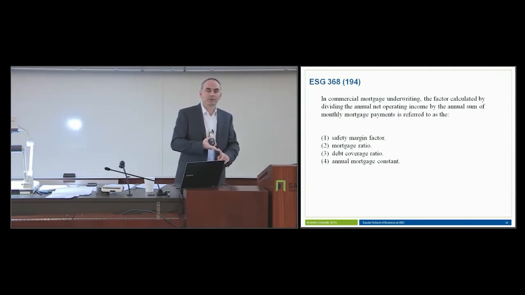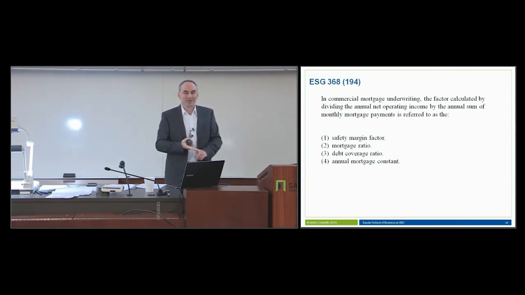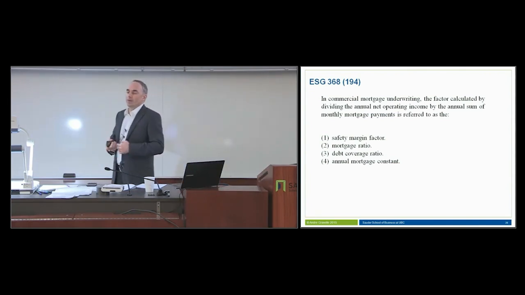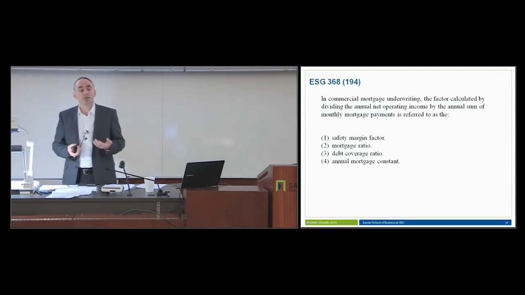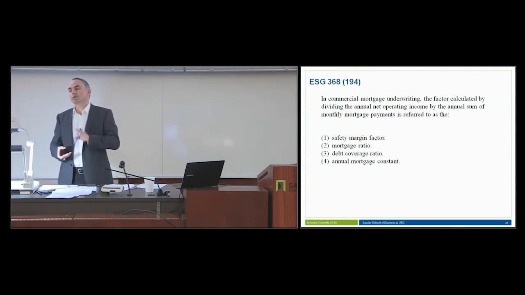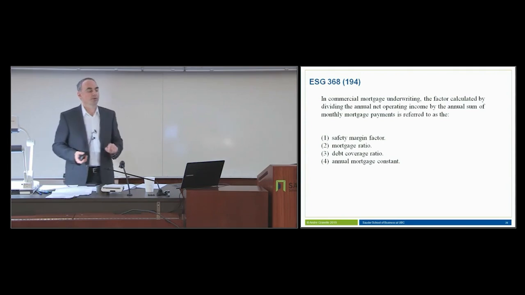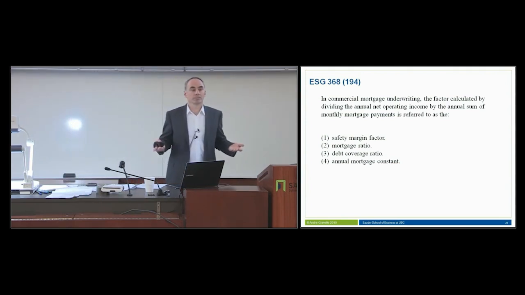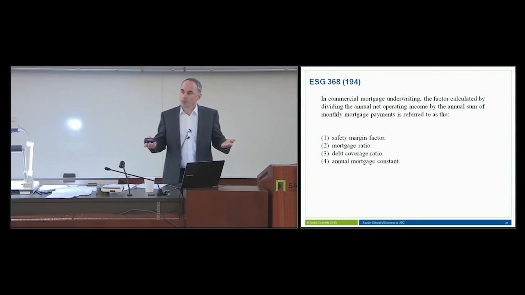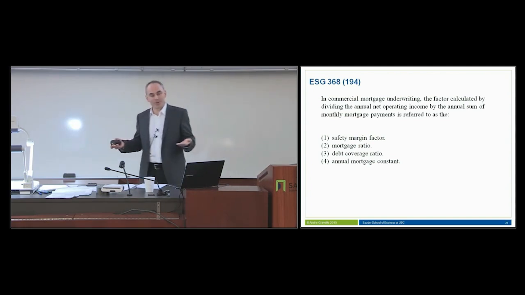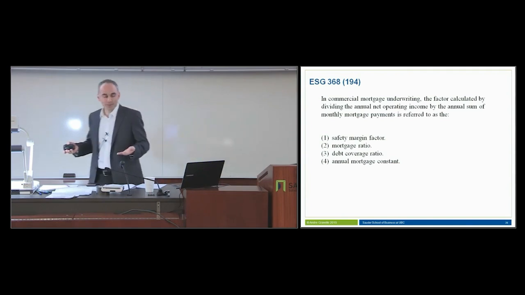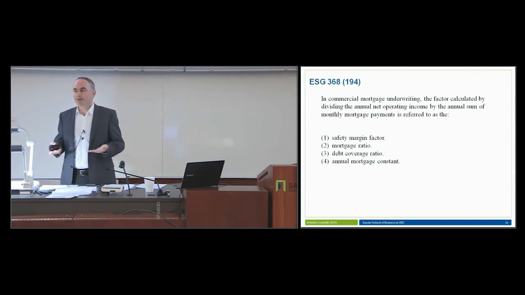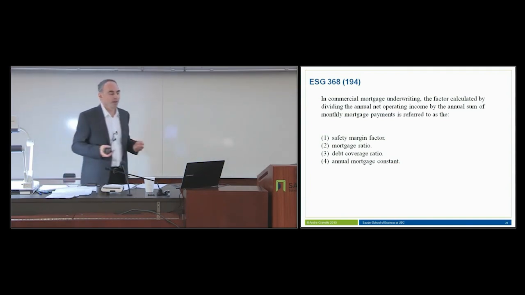The safety margin factor? We haven't talked about that yet. We refer to the borrower qualification for commercial properties as giving a safety margin. So there's something called a safety margin, but it's not what we're referring to here. What about number 2, the mortgage ratio? Do we know what a mortgage ratio is? I don't, so I don't think it's that. I could make something up, but I don't know.